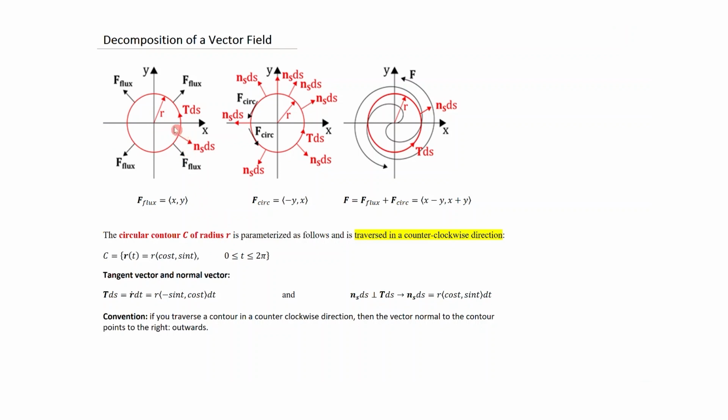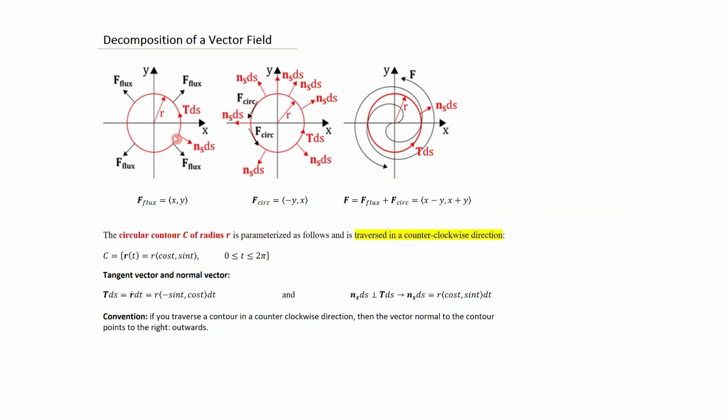By convention, we're going to be traversing this contour in a counterclockwise direction. So the unit differential vector tangent to this contour is t bold ds, for this as well as for this. Also, by convention, if we're going around a contour in a counterclockwise direction, then the normal to this contour is to our right, which is what you see here as n ds. So this is the unit normal vector, the normal to this circular contour here.